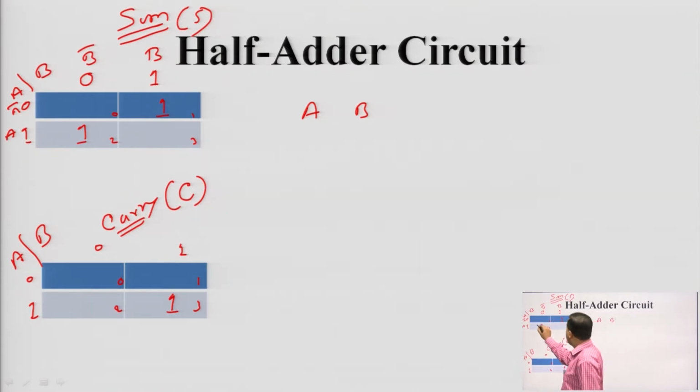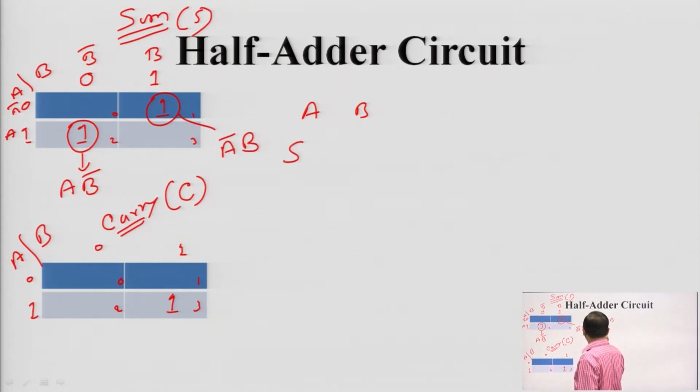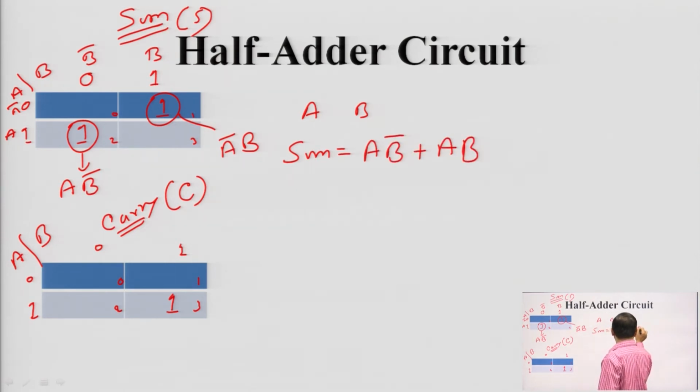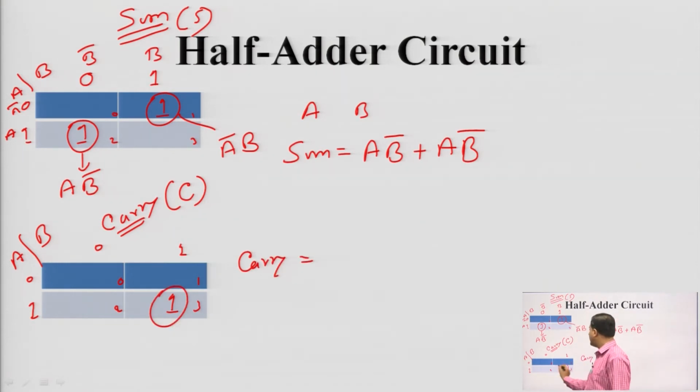So, this is nothing but, no grouping is there, we cannot group any of them. So, here the value will be A B bar and this will be A bar B. So, the equation for sum will be A bar B plus A B bar, got it. And for carry, the Boolean expression will be only this, which is nothing but A B, got it.